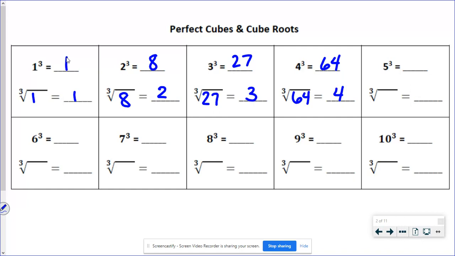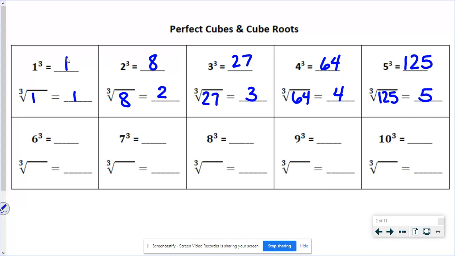I will say that 64 gives some students a lot of trouble because 64 is both a perfect square, that's 8 squared, and a perfect cube, 4 cubed. So you have to be really careful on this. And let me do this last one, then I want to mention one other thing. 5 cubed is 125. So the cube root of 125 is 5.